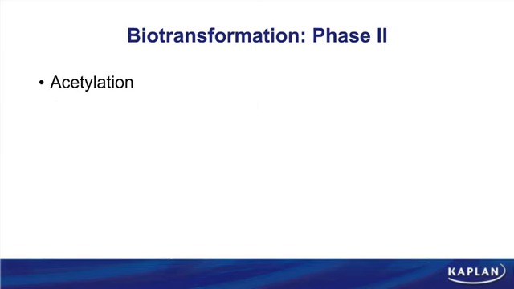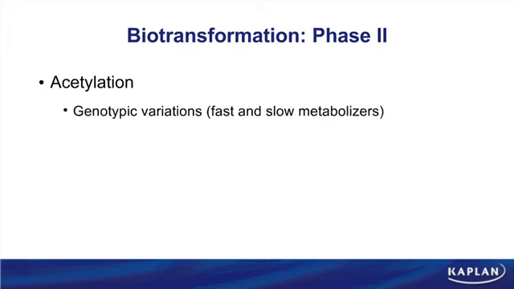Other types of phase 2 reactions include acetylation. The issue with acetylation that is very, very popular on step 1 is that you can get genotypic variations in the population. There are fast acetylators and slow acetylators. Some people metabolize this drug very rapidly. We'll call those people fast acetylators, whereas others are going to be much slower to metabolize drugs by acetylation.